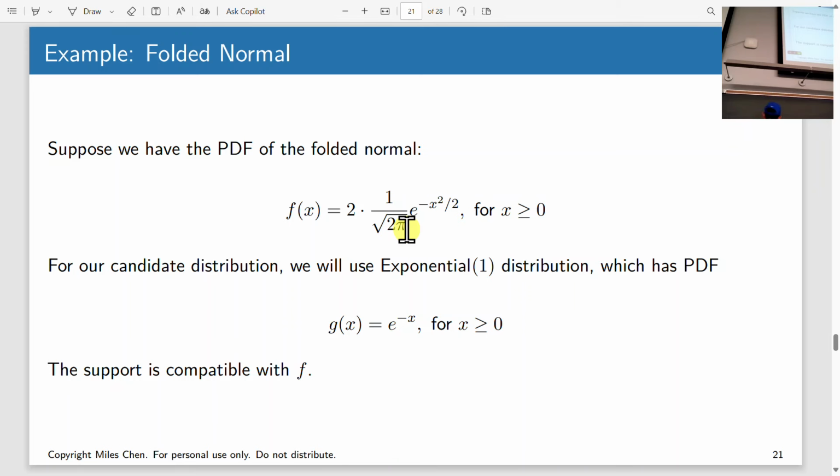And then for a candidate distribution, we're going to use the exponential distribution, which is going to be e to the negative x: exponential with lambda 1, rate parameter 1, and that will be e to the negative x. And the support of f is fully contained within the support of g, so that works. And then we can also calculate a value m such that m times g of x will always be greater than or equal to f of x.